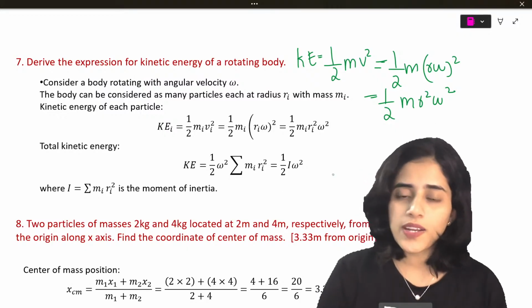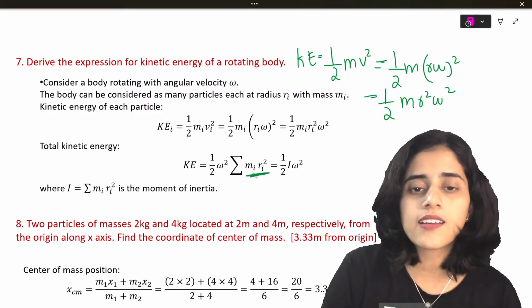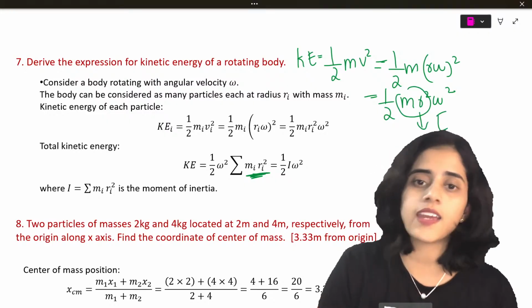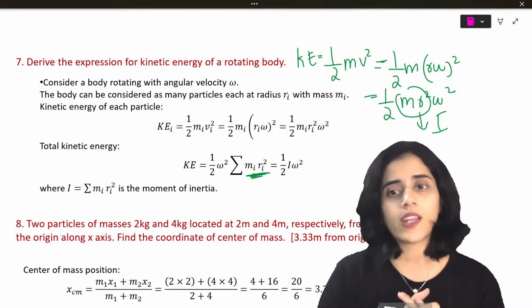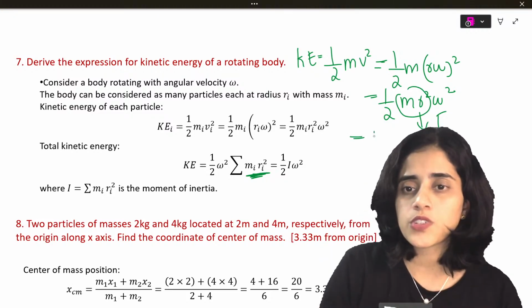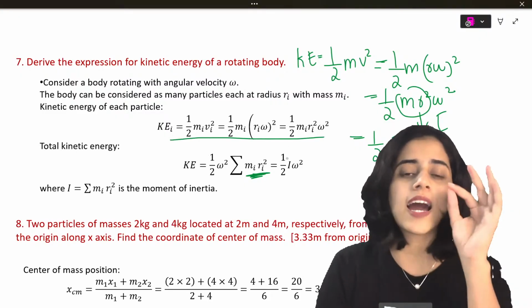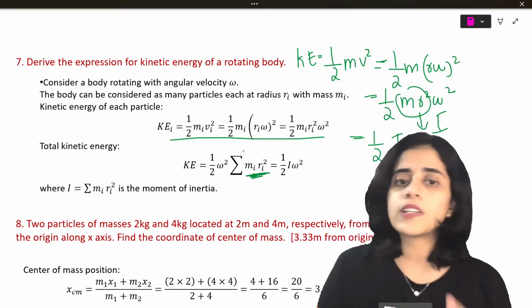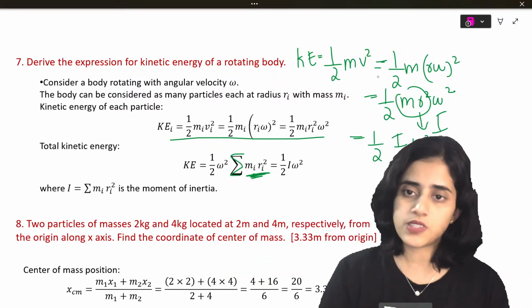Okay. Now, if I take omega square outside, this will become m into r square, which is basically I. So this term is I, and I will get half into I omega square. Now here everywhere I've taken it for i. If I want to take it for other j, k and all, I will take summation. Summation means I can take it for so many different terms.